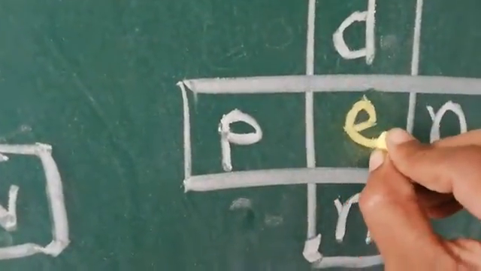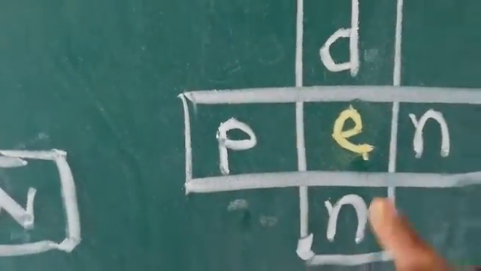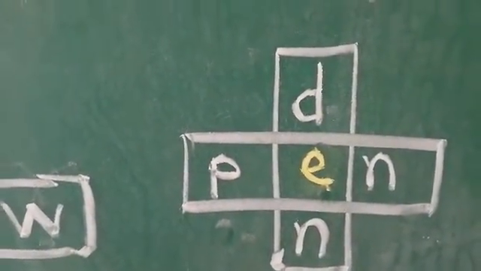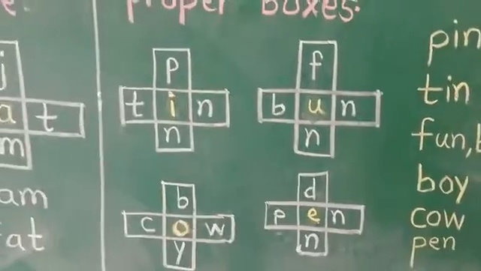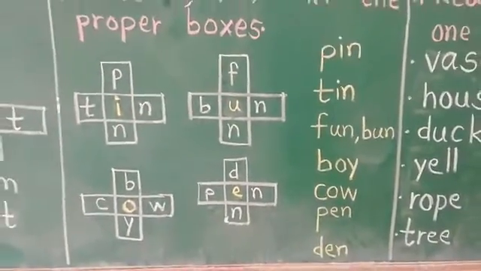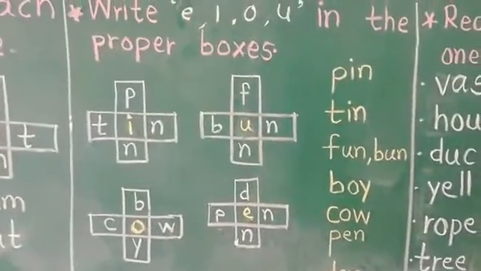Now here see what we can write. See, we will use E. Let us see which words we can make. D-E-N den, P-E-N pen. See. Now what words we made from it? You can see in the corner.